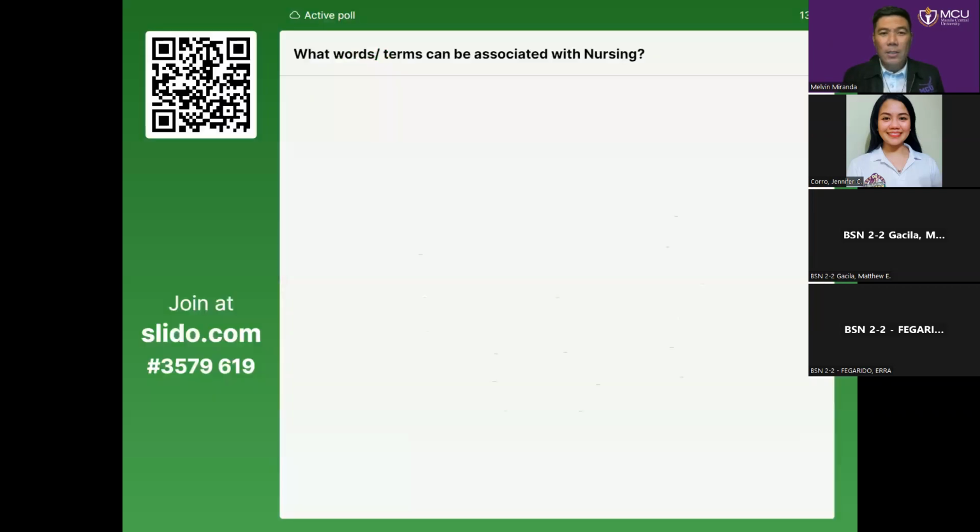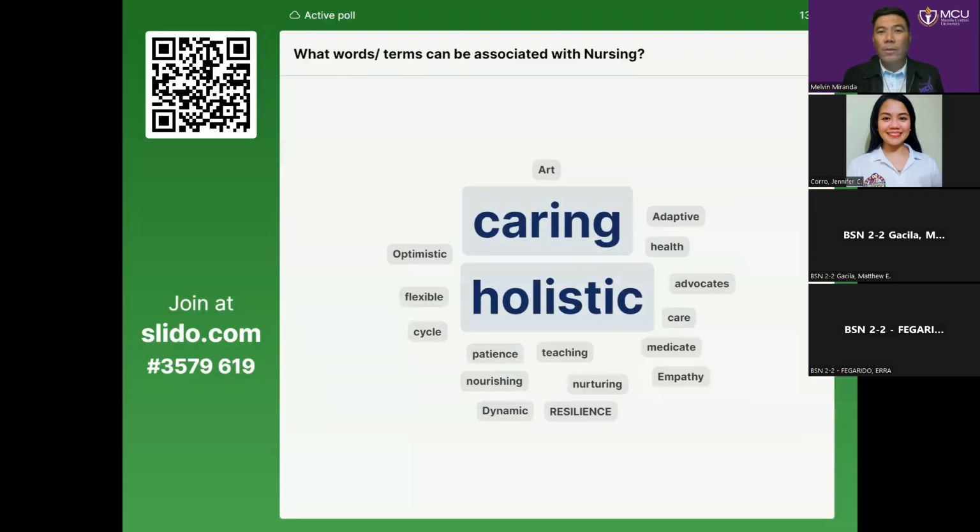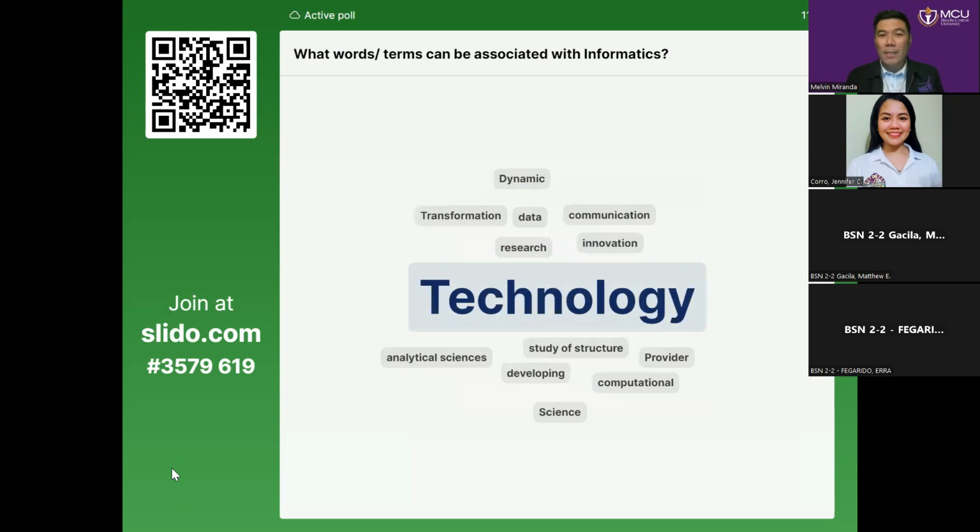Last time we had the discussion of the basic concepts, and most of the responses that you have shared are related to the concepts of nursing, which eventually considered that the core of the concepts of nursing is caring and holistic care management for our client, which we have connected with the concept pertaining to informatics. And it was concluded that the highlighted term associated with informatics is technology.